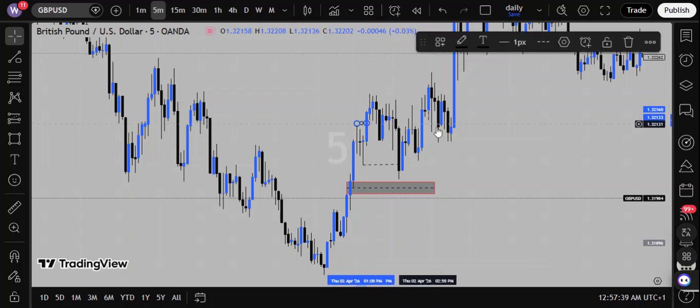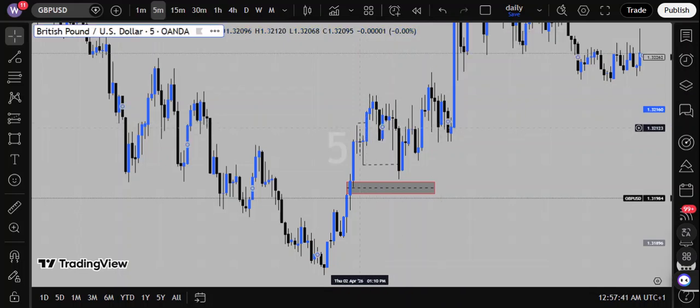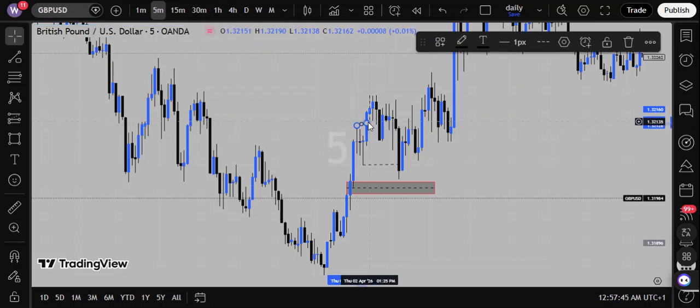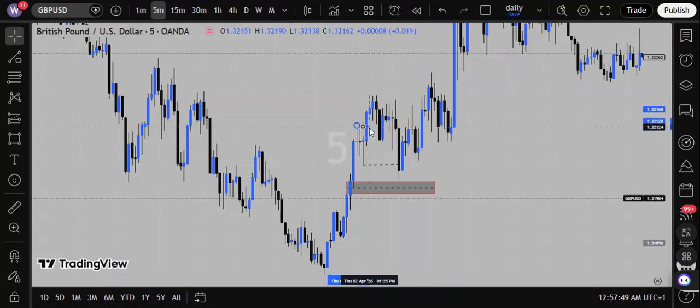Can you see this particular break of structure that happened right here? Can you see, guys? We got this beautiful break of structure that helps us confirm our buyers' break of structure. Look at liquidity resting at this point. As you can see, price took out the liquidity here. This is a perfect entry model.